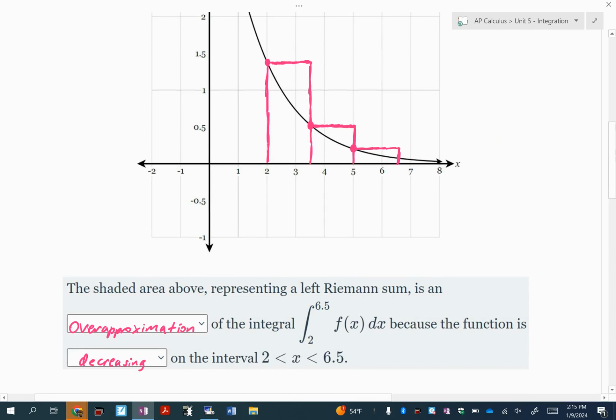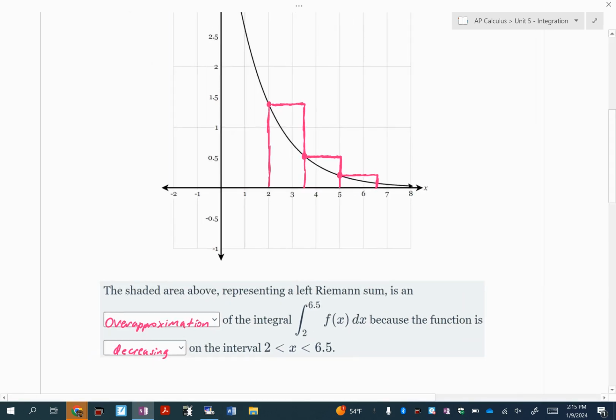Would it be different if it was increasing? Yes. Can I show you the right endpoint? Yes, it would change it. So I'm going to erase this. No, I'm not going to erase it. I'm going to use a different color. You guys okay if I use a different color?